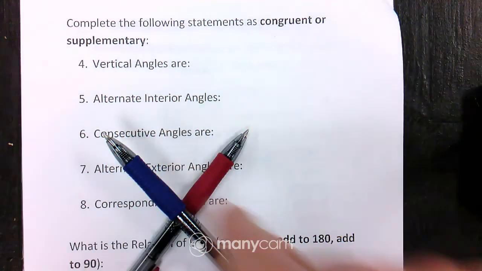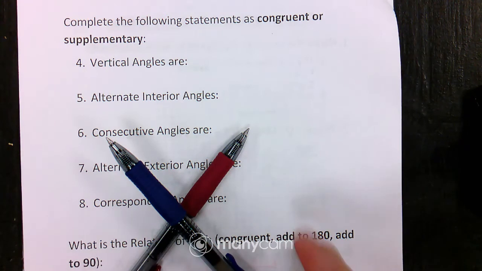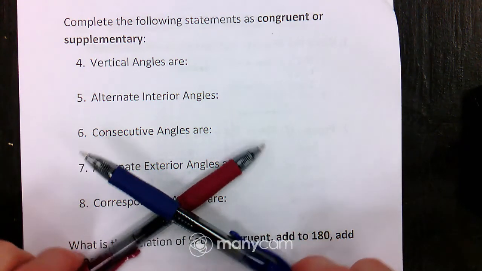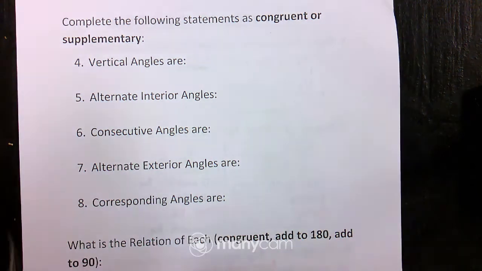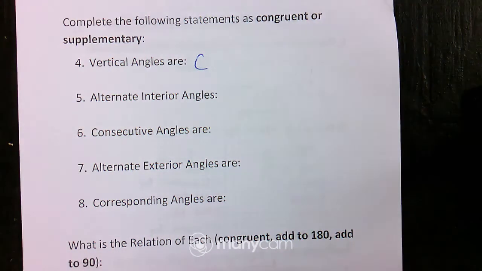Yeah, they're these angles. This one, or this one and this one. No matter what we do with these pens, these two angles right here are always going to be the same size, so they are congruent.